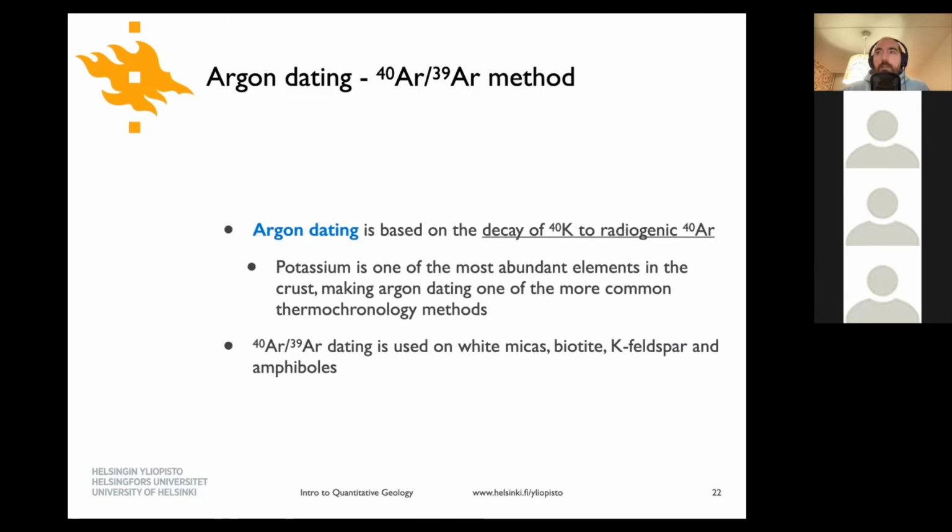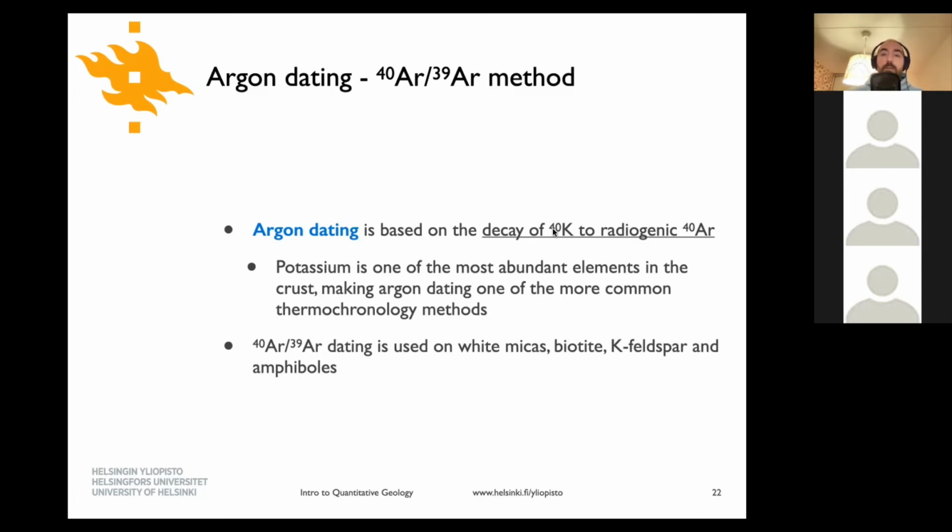The other method I want to just say a few words about is argon dating. So 40/39 argon dating. It's based on the decay of potassium 40 to argon 40. And obviously, for those with the geology background, you'll know that potassium is one of the more common and most abundant elements in the crust. And so that means that this kind of production of argon 40 from potassium 40 is something that happens commonly in many different upper crustal rock types.